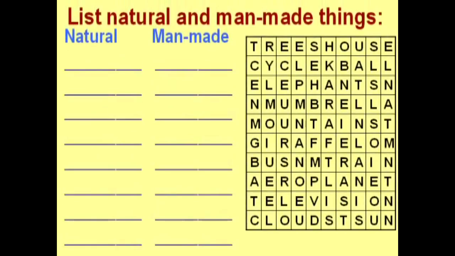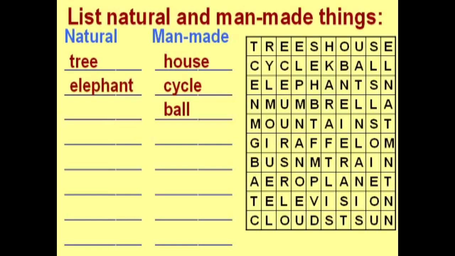Now here is a crossword. In this list we will differentiate natural and man-made things in a different column. One side is natural things, another side is man-made things. Natural things are tree, man-made is house, cycle, ball.